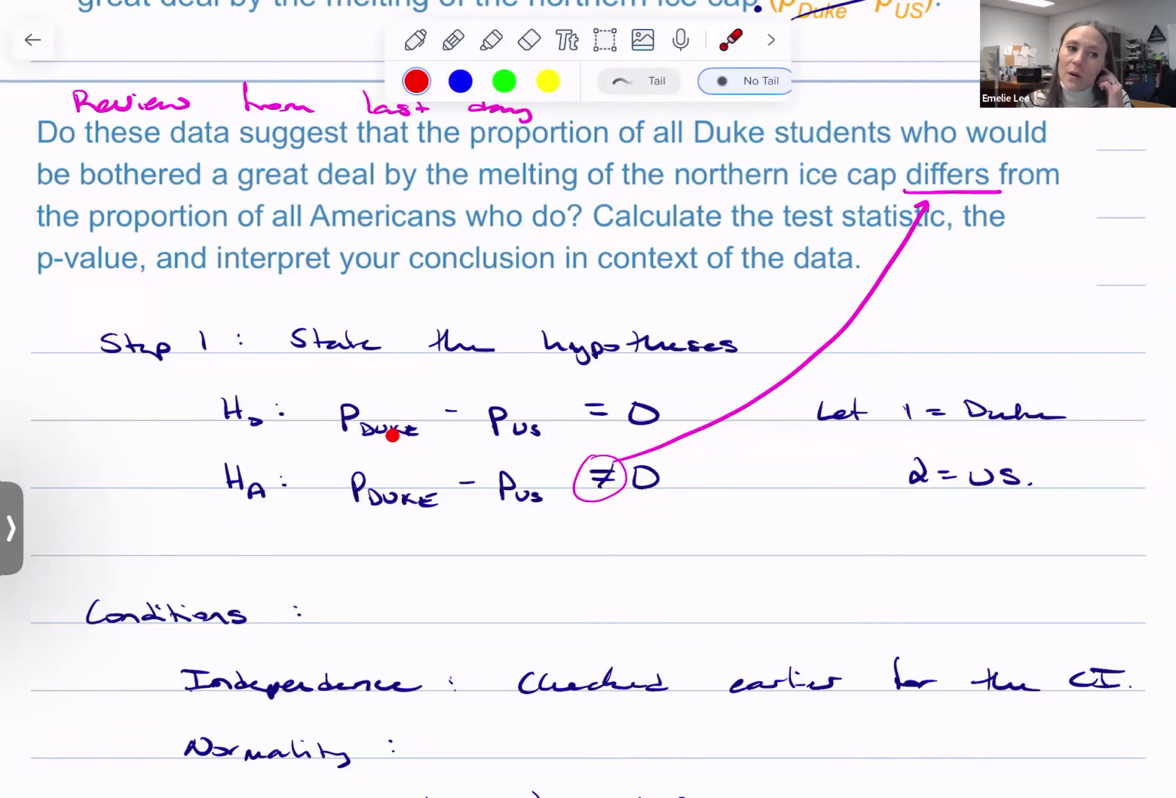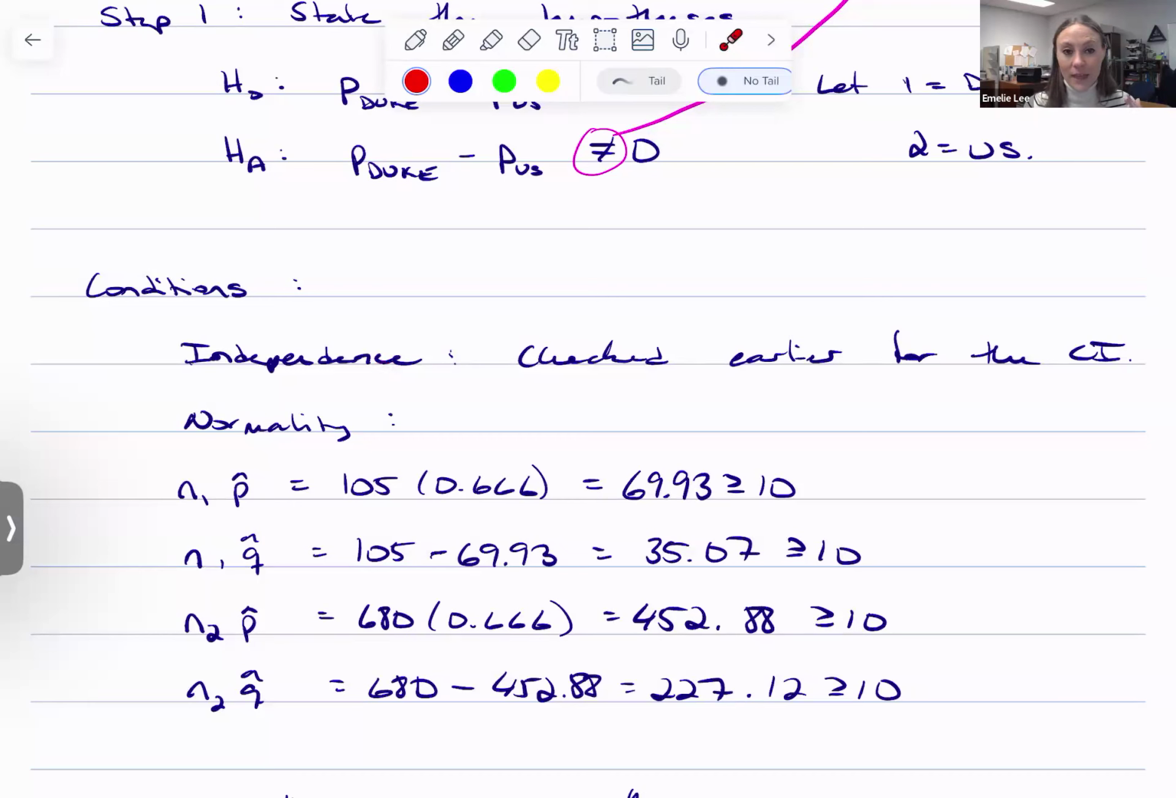We introduce the conditions. Okay, and so what's nice is the conditions for a confidence interval and a hypothesis test for independence are the same, right? If we have randomly sampled, then we can assume that we have independence within the groups, but also between the groups, right? We have this added layer when we have two samples that we're dealing with.